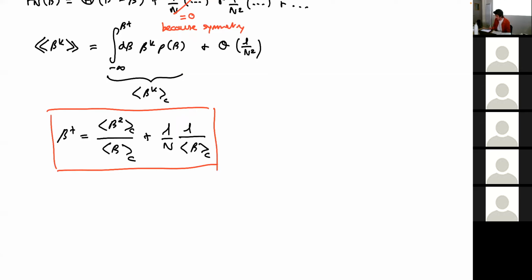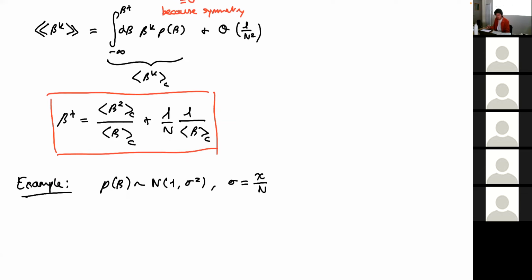For example, take rho of beta Gaussian, centered at 1, but any positive average value will be fine, with some variance sigma squared. We said sigma is chi over n. At this stage, all you need to do is introduce an ansatz that beta plus is going to be bigger than the average usually, but not necessarily: 1 plus chi over n, so basically 1 standard deviation, and then some function of chi, because what we've observed numerically is that everything depends on chi.